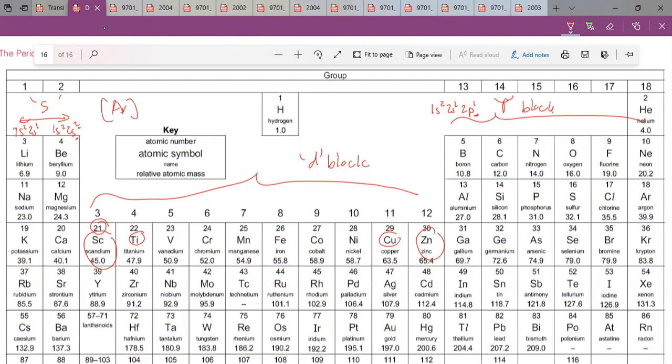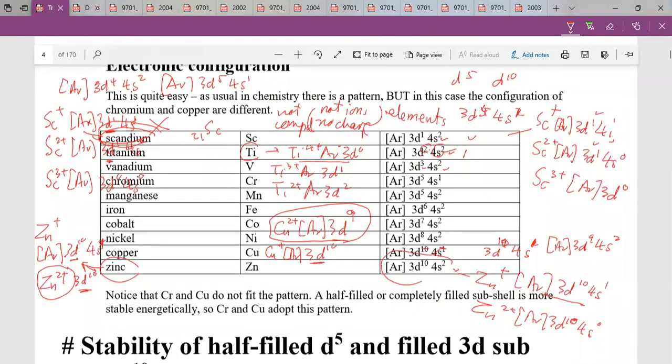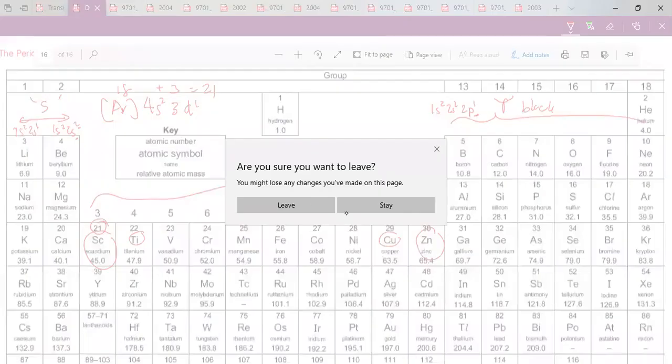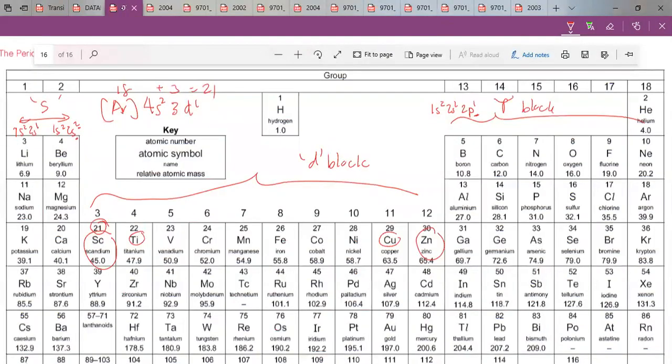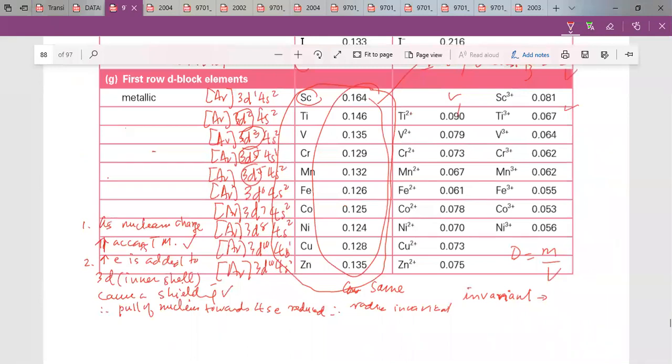The next shell to be filled is, of course, 4s. 4s2. This is 18, 20, and then 3d1. So together, 3 plus 18 equals 21. That's why it's 21. So this is your scandium. Of course, titanium will be 3d2. So you can see here, I did all of this to make it easier for us. So scandium is Ar.